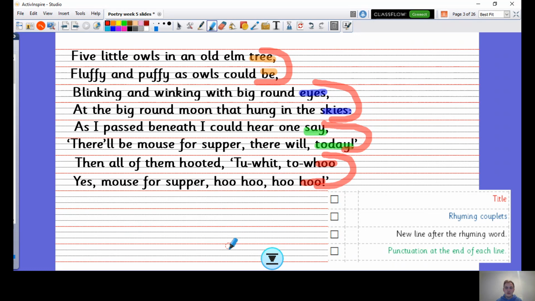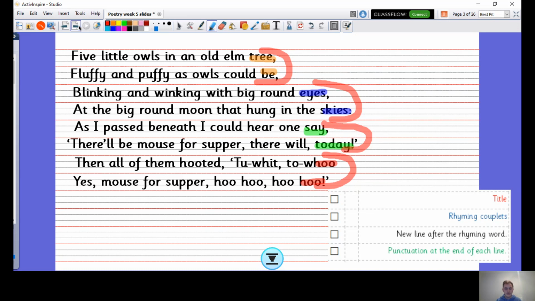Can you spot the new line after the rhyming word? Excellent. Well, we just said that the rhyming words are at the end. So that means that after we've said a rhyming word, we start a new line. And did you spot the punctuation at the end of each line? Excellent work, team. So there are commas, for when it continues onto the next line. There's a colon, and we'll come onto those later. And there is an exclamation mark as well. Excellent. Well done, team.